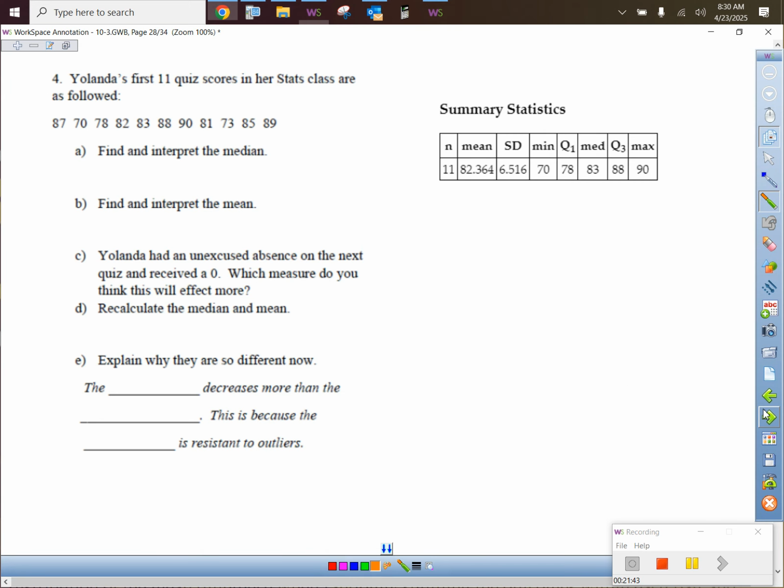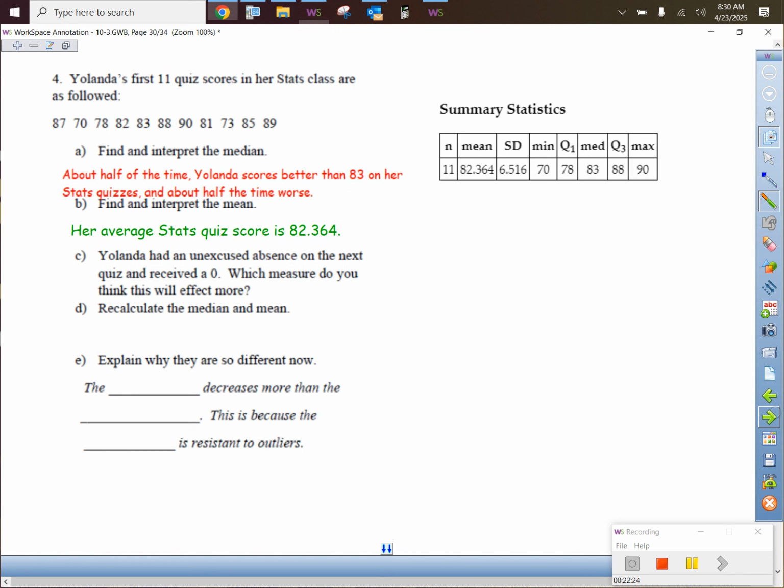Find and interpret the median. You don't have to write all this down today if you don't want to. If we understand it, I'm fine with that. The median is the middle, so about half the time she scored better than an 83, and half the time she scored worse. And then how about the mean? If you're going to write something down, what word are you going to put in there for mean? That would be median, right? No, I want mean. You're going to put the word average. Her average quiz score is an 82.364.